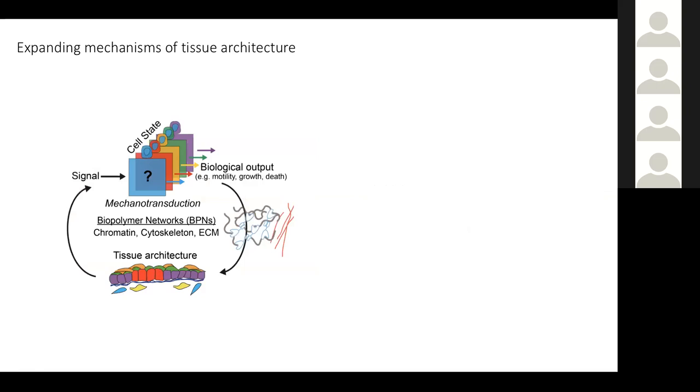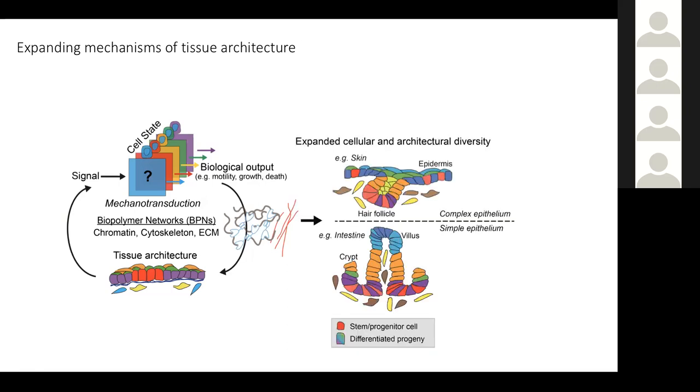So just getting back to the general questions, I think that these networks, the extracellular matrix, the basement membrane, and the cytoskeleton, in particular intermediate filaments, are really key networks, key drivers of how what I'll call the mechanotransduction feedback loop arises to give these different tissue architectures.